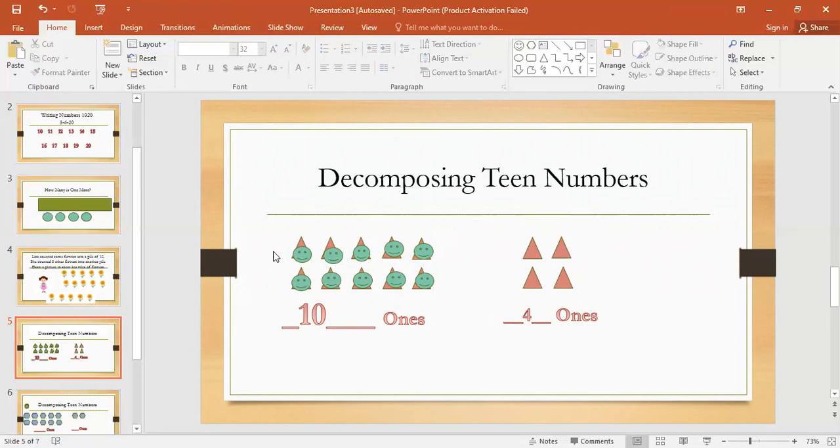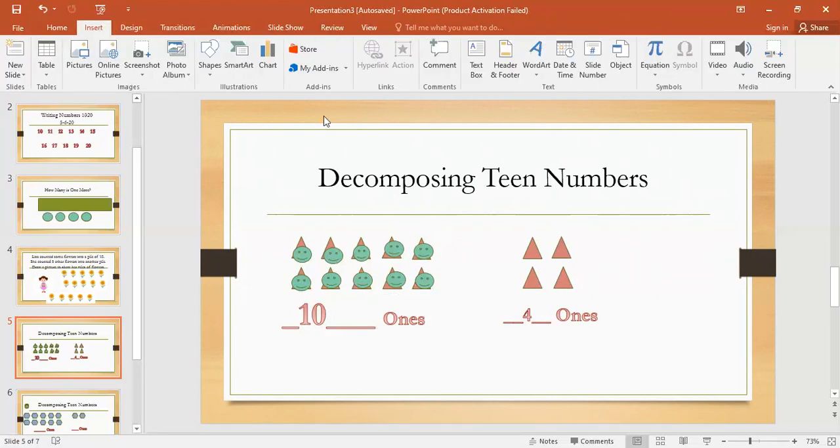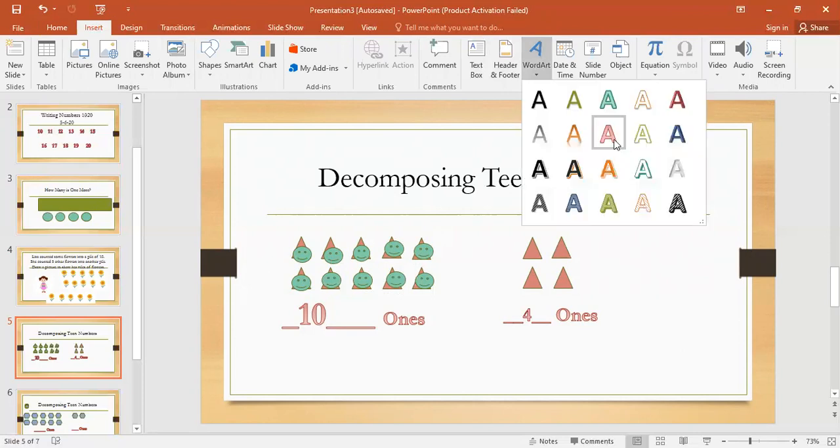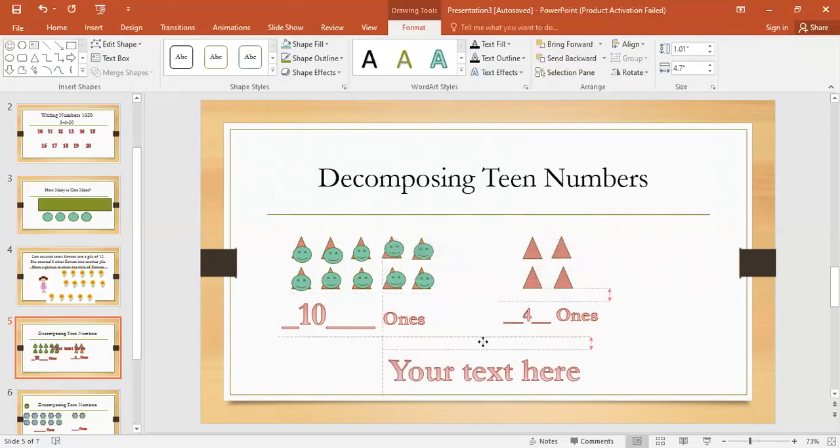Great job, guys. Now what I want us to do all together is count up how many triangles we have all together. Because we have a number of triangles that is in our teens. So please go ahead with me and count how many triangles we have. 1, 2, 3, 4, 5, 6, 7, 8, 9, 10, 11, 12, 13, 14. We have 14 triangles. I am going to write that number.